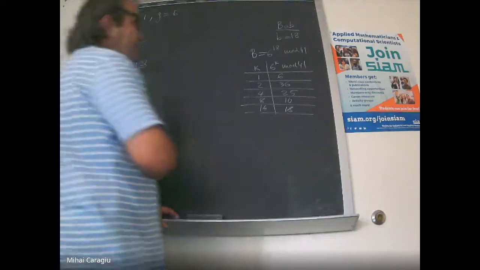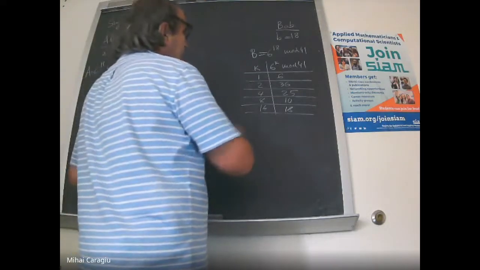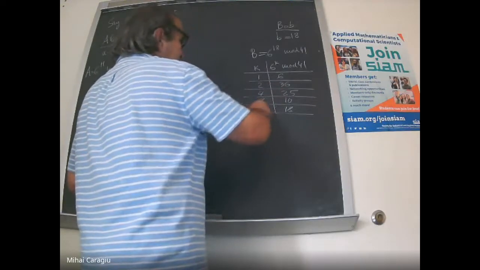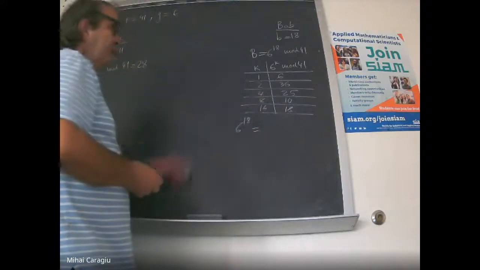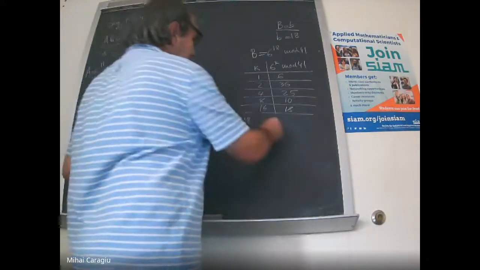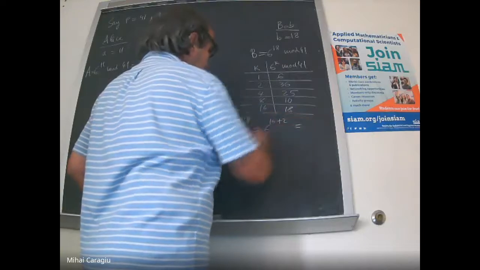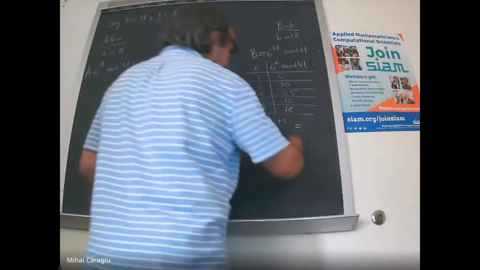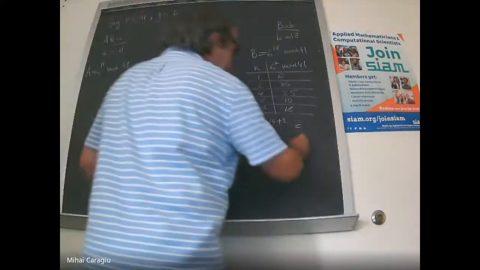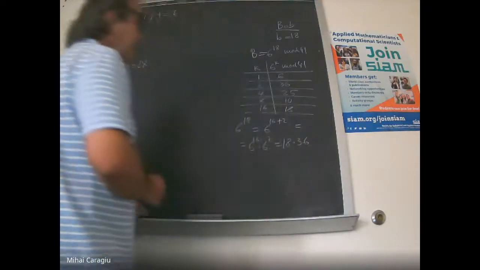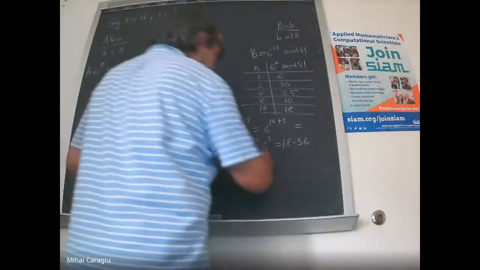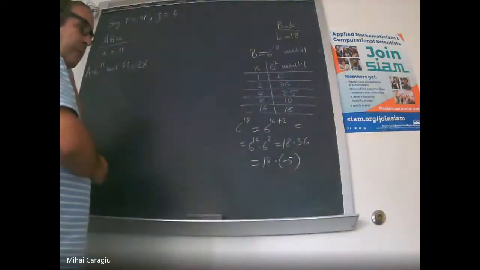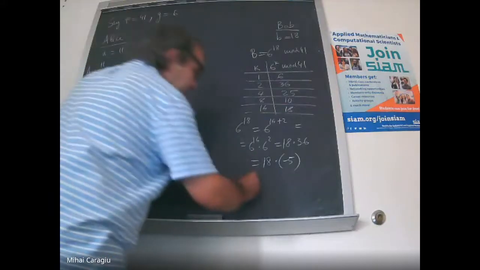Okay, now how do we get 6 to the power 18? How do we get 18 as the sum of items from the first column? Greedy algorithm. So 6 to the power 16 plus 2, which will be 6 to the power 16 times 6 to the power 2, which will be 18 times 36, right? Which will be 18 times minus 5, because 36 is minus 5 because 41 is 0. So this will be minus 90.